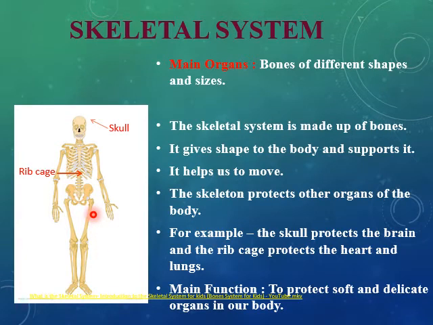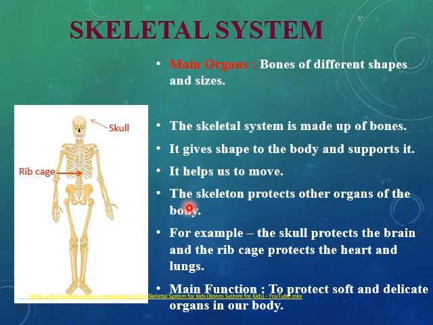Okay, now let's see. The skeletal system is made up of bones. It gives shape to the body and supports it. It helps us to move. Because of the bones, our body gets its proper shape. These bones, or skeletal system, support our body. And because of the skeletal system, we can move around.